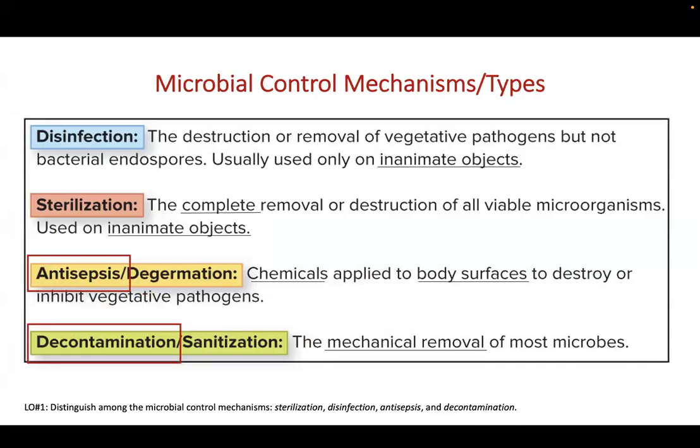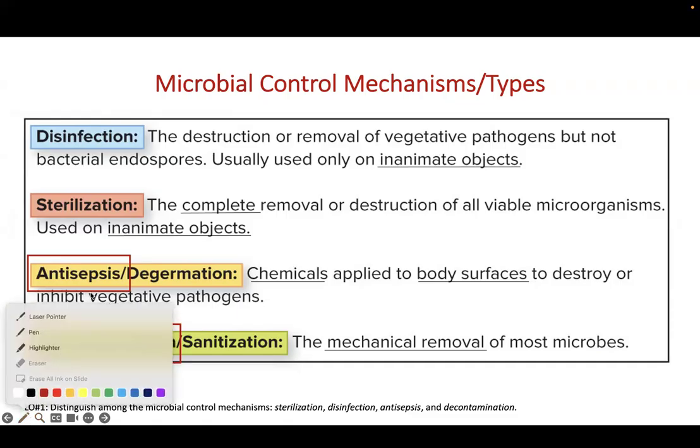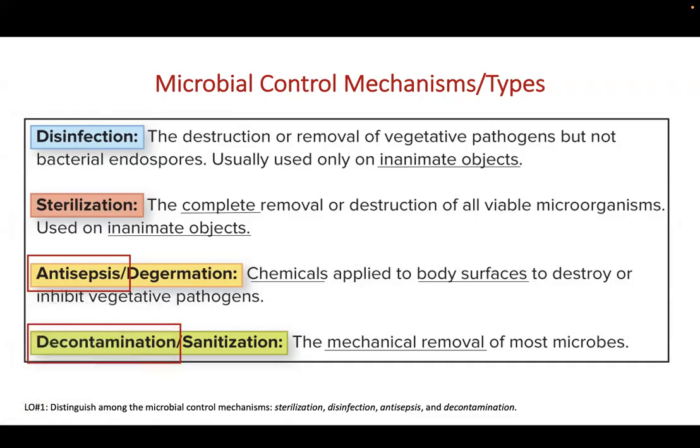So, there are four different types of microbial control mechanisms. The first one is disinfection, which is basically the destruction or removal of vegetative pathogens, but not the bacterial spores themselves. This method is usually used for inanimate objects. And then the second one is sterilization, which is the complete removal or destruction of all viable microorganisms. And this is also used again for inanimate objects.